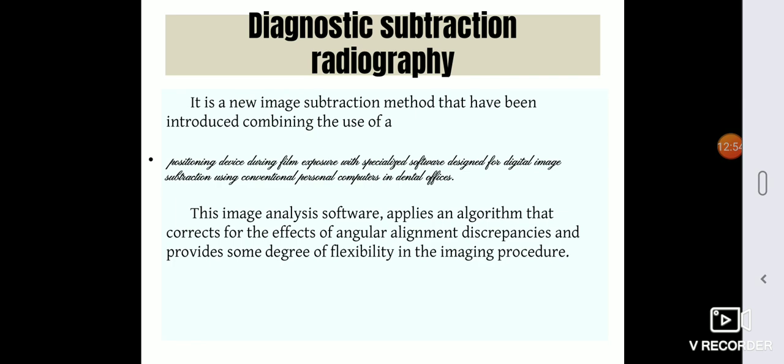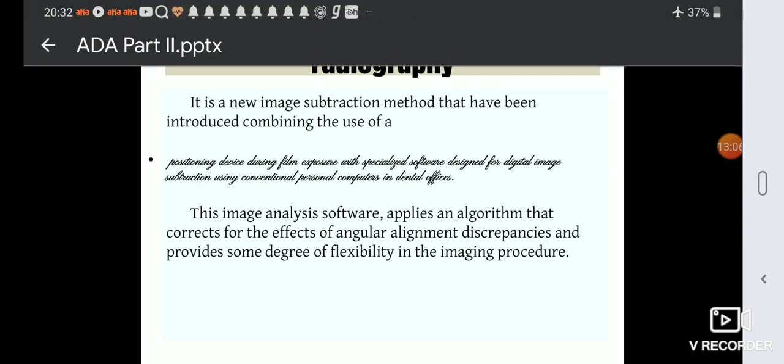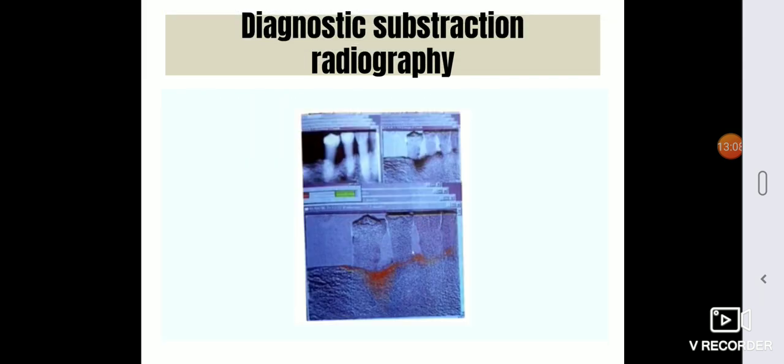Now this method has a great diagnostic potential because of the usage of the computers with the capability for digitizing and image processing. Now this image shows the effect of surgical therapy on angular defects. So the pre-op and the post-op images can be compared, and the dark areas show the formation of new bone.